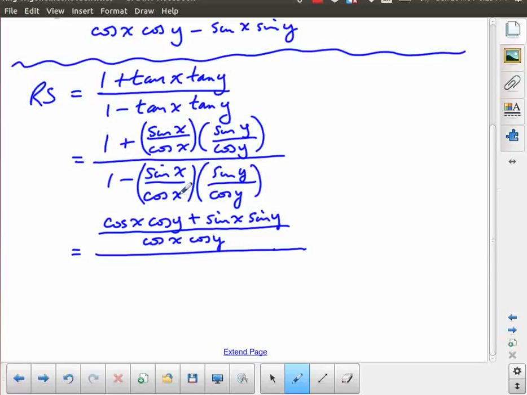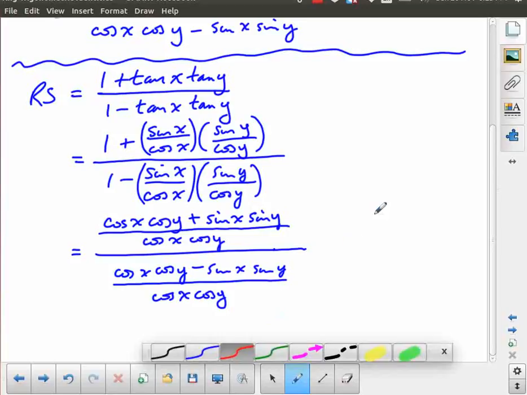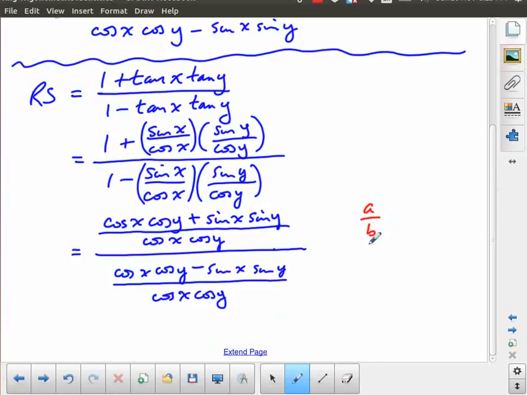In the denominator, I'm also going to have a common denominator of cos x cos y. And this 1 is going to become cos x cos y, and it's going to be minus sine x sine y. I have a fraction over another fraction. So I've got a over b divided by c over d, and that's the same as a over b multiplied by the reciprocal of the second fraction, d over c.